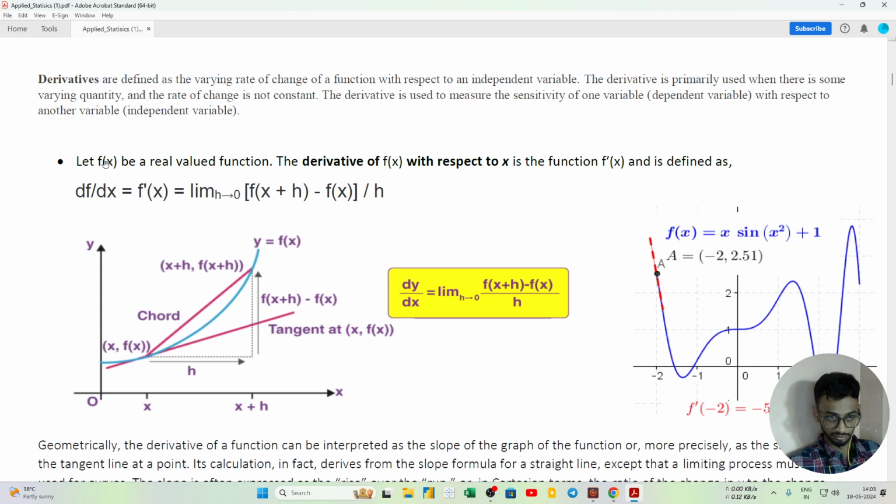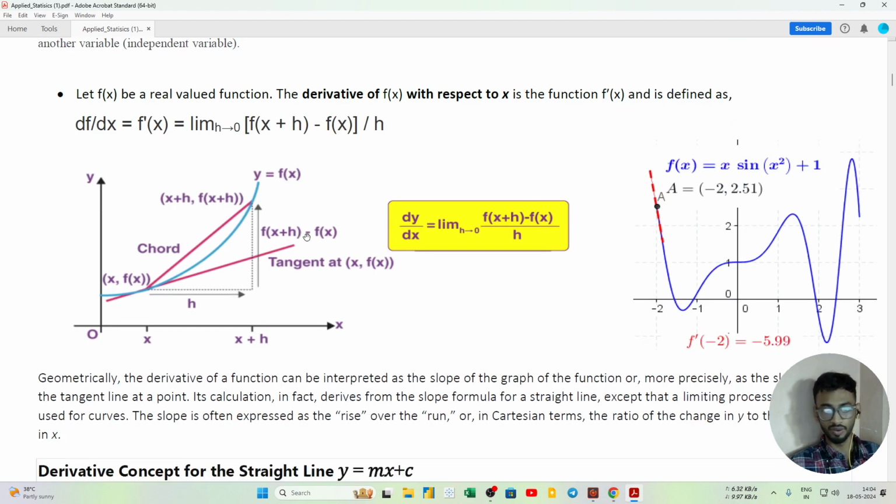So the mathematical definition is: let f(x) be a real valued function. The derivative of f(x) with respect to x is the function f'(x), and is defined as df/dx = f'(x) = limit h tends to 0 of [f(x + h) - f(x)] divided by h. So this is the expression of how we derive the differentiation of a function.